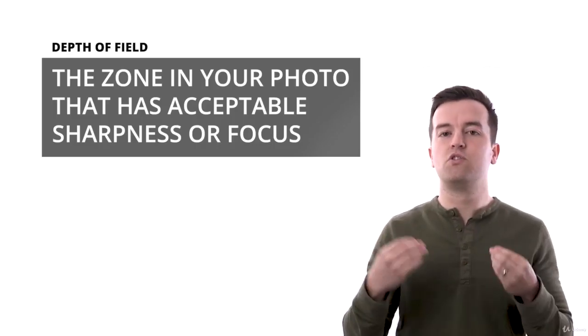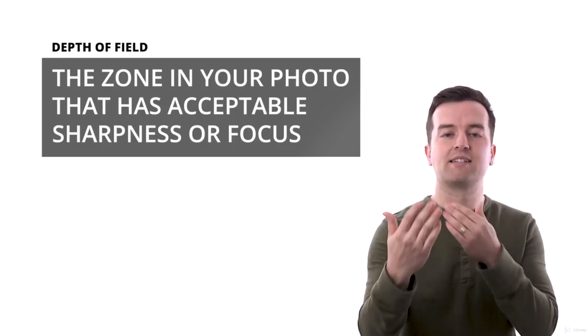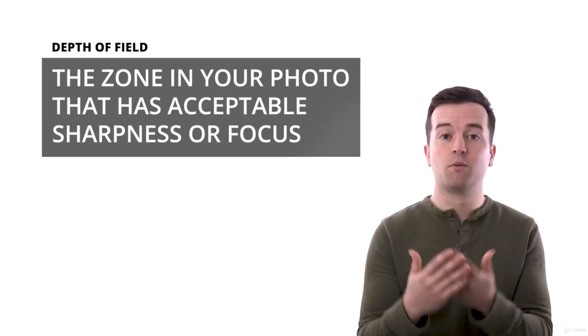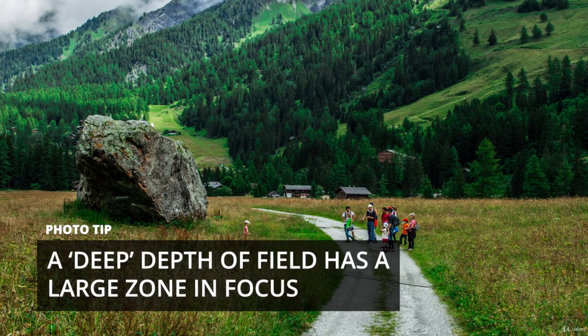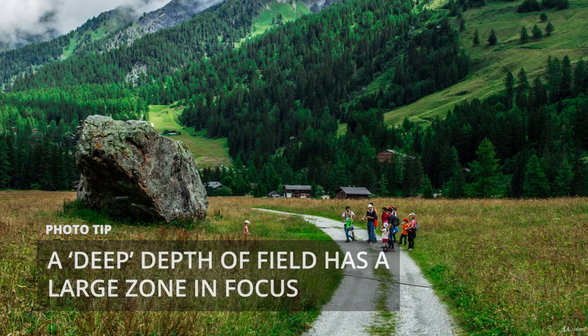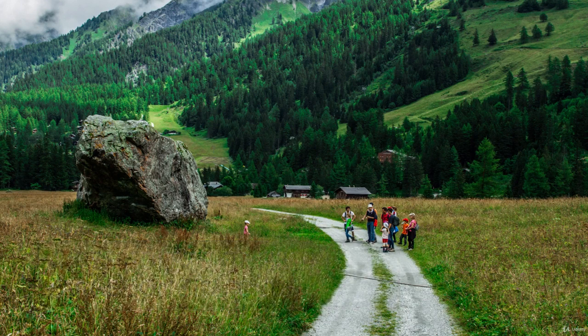Depth of field is the zone in your photos that has acceptable sharpness, what's appearing in focus. This zone varies from photo to photo. Some have a small zone known as a shallow depth of field. This means only a sliver of the scene is in focus. Others have a large zone called a deep depth of field. This means more is in focus, sometimes from just a few feet in front of the camera all the way to hundreds of feet in the distance.